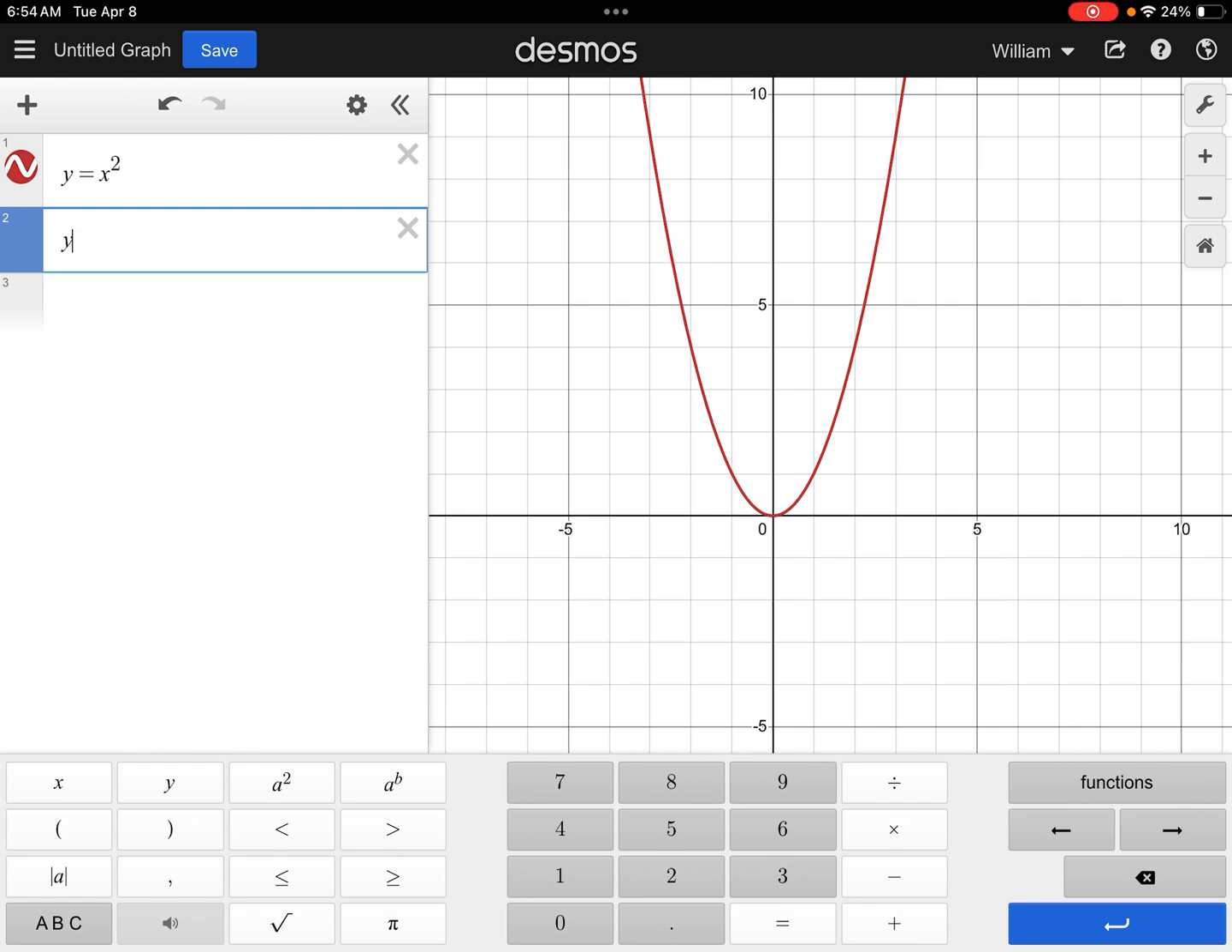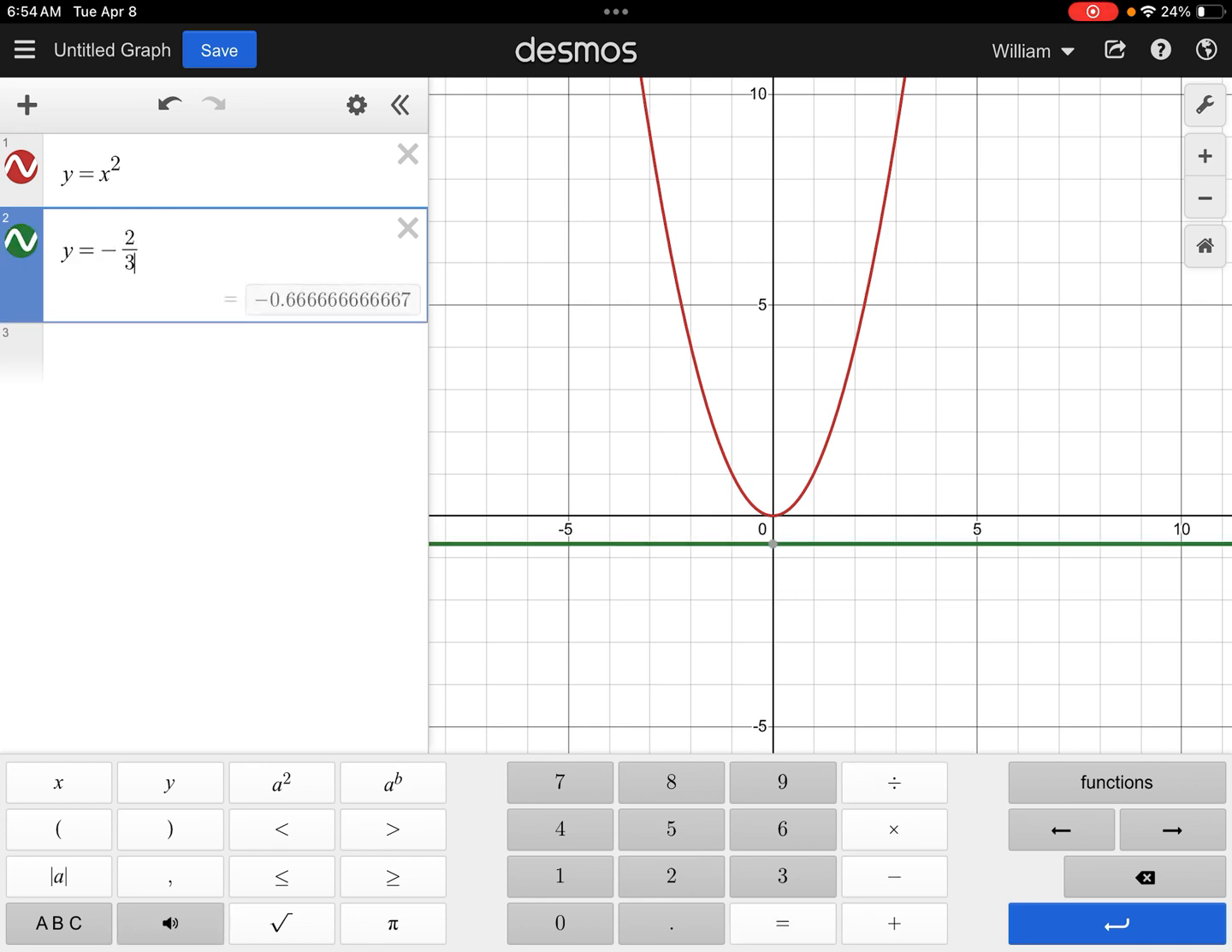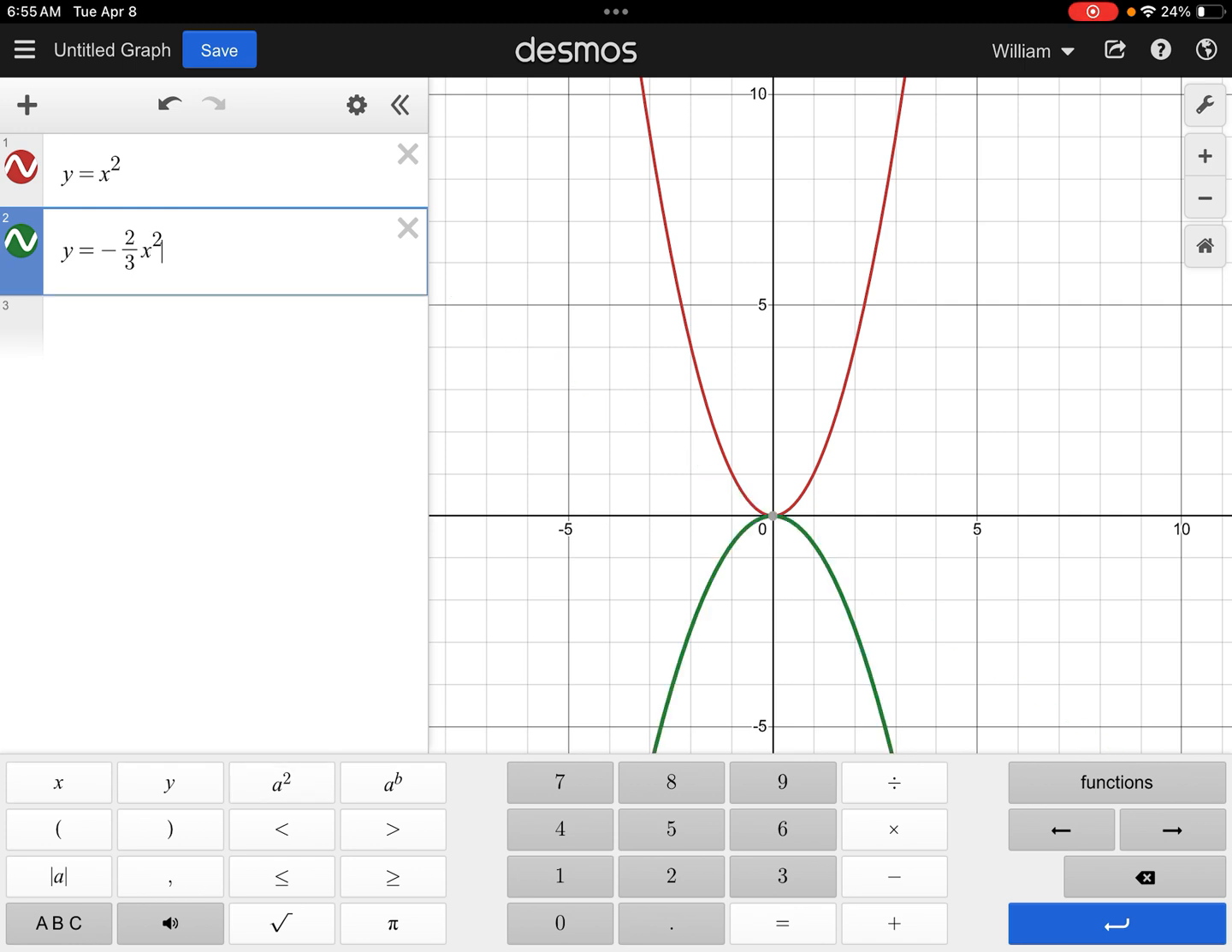So I go y equals negative 2 over 3, and then I'll do x squared. See how it's getting, first of all, it's flipped. And see how it's slightly wider, because I'm taking each of my y values and multiplying by 2/3. So what was 1 is now negative 2/3.